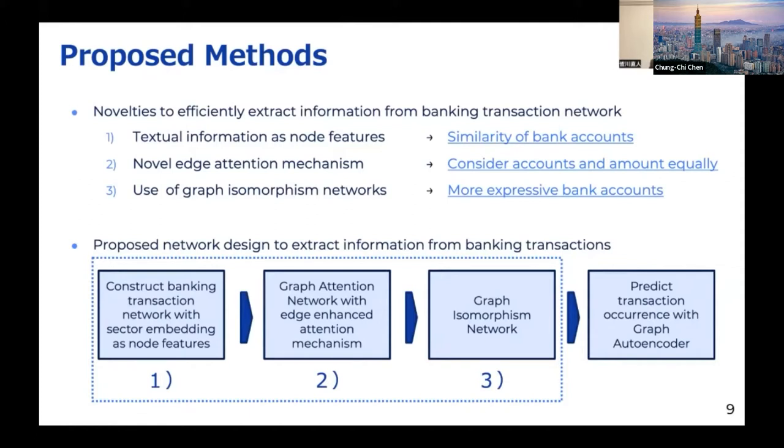The entire network design to extract information is as follows. So first, we construct the banking transaction network with sector embeddings as node features. And then we apply GAT with edge enhanced attention mechanism, and then further apply GIN to obtain the node embeddings. Using the resulting node embeddings, we predict the transaction occurrence with the graph autoencoder.